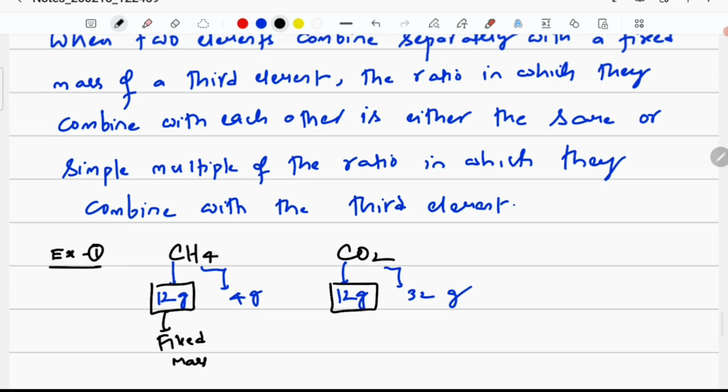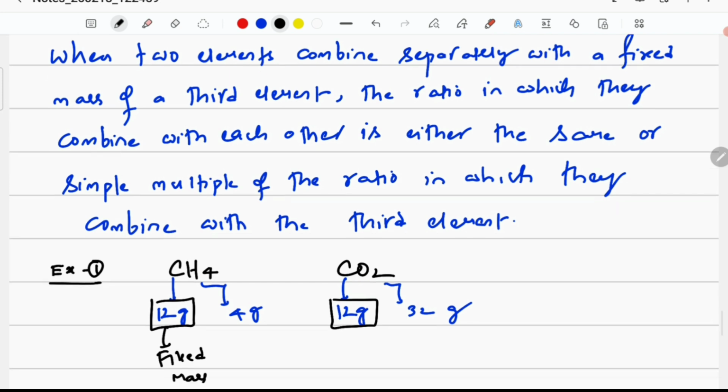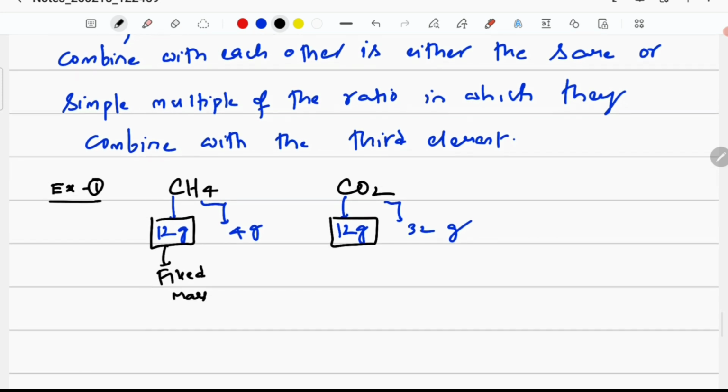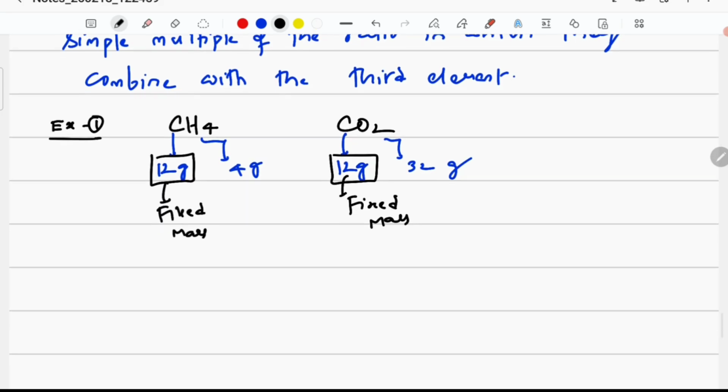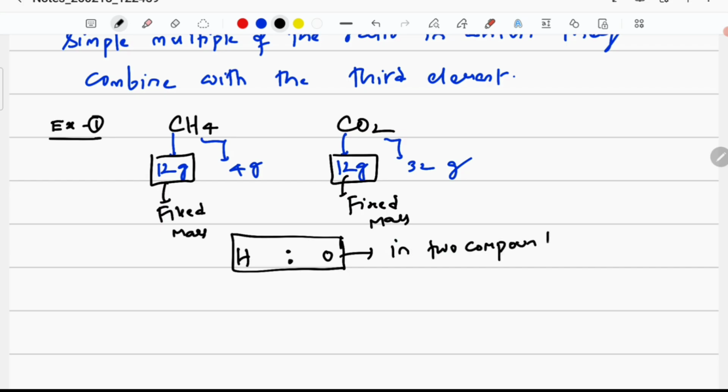Separately with the fixed mass of third element. So two elements, what are those? Hydrogen, oxygen combining with fixed mass of carbon, that is 12 grams. In both the cases, it is fixed mass. Now, CH4, CO2. Now you take the ratio of hydrogen to oxygen in two separate compounds.